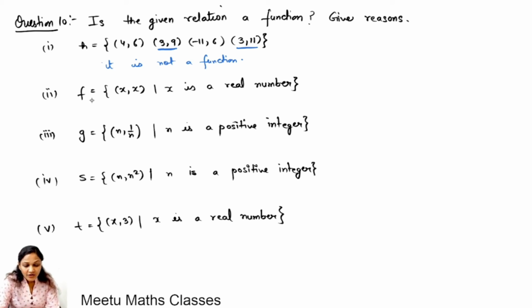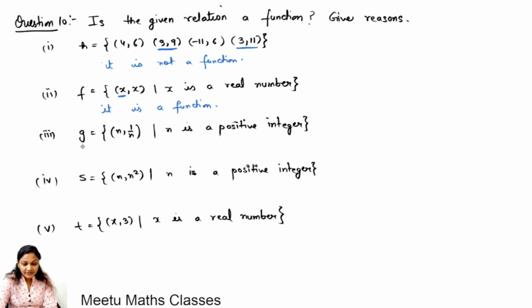Secondly, your f relation is defined as x is related to x, where x is a real number. So every real number is related to itself. Every real number is distinct, so every real number has a unique image, so it is a function. No element in the domain can have two images in the codomain.